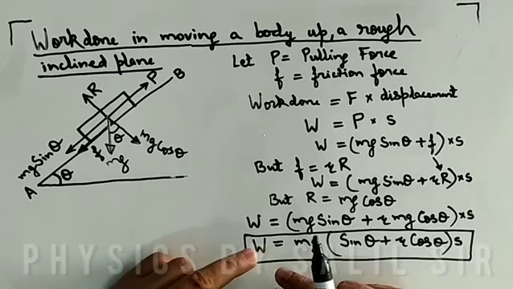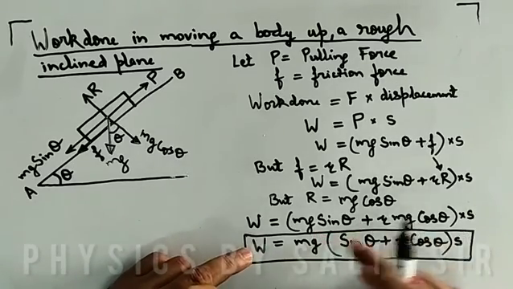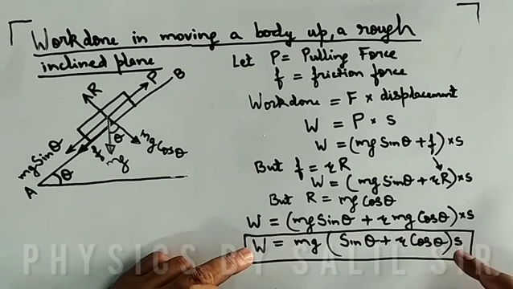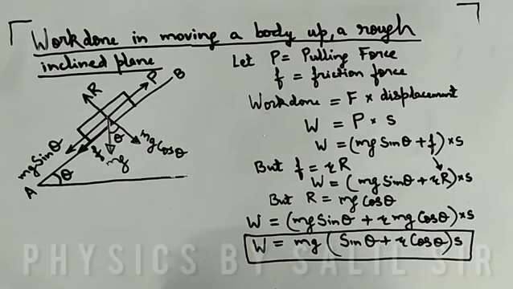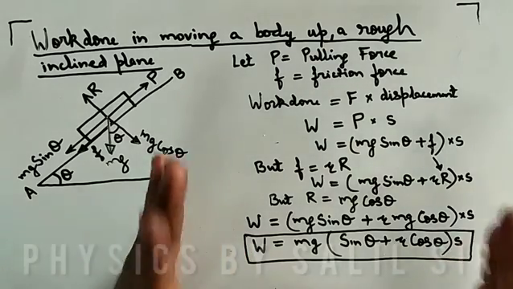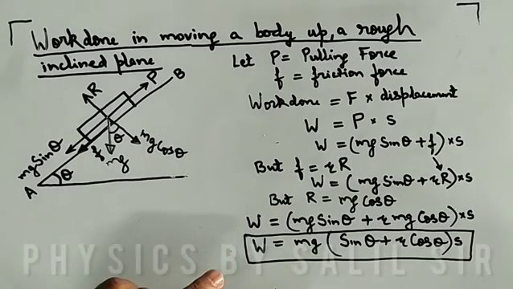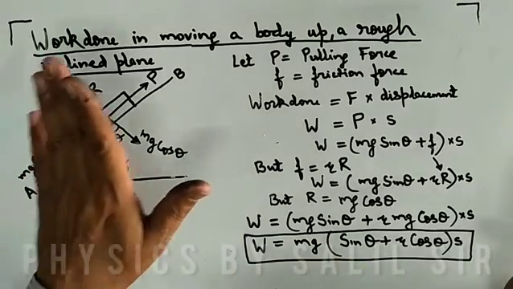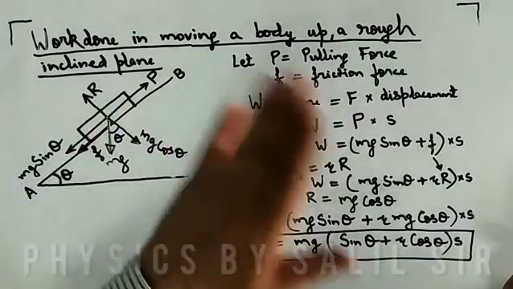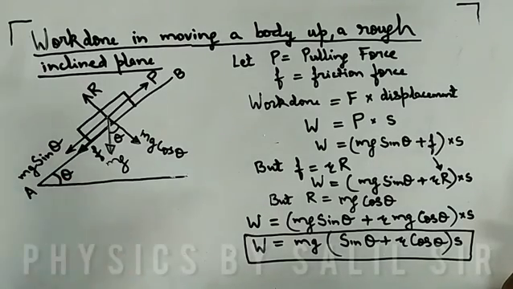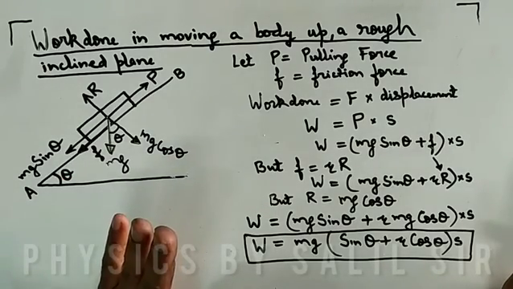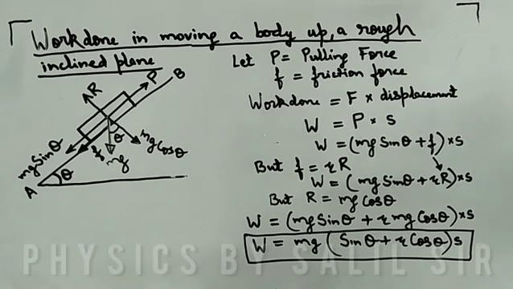So work done W will be equal to, we can take mg as common, in bracket sin theta plus mu cos theta, and out of bracket S, means displacement, is multiplied. So in this way we got the expression of the work done in pulling a block of mass m on a rough inclined plane which is inclined at angle theta. Okay, thank you very much for watching this video.